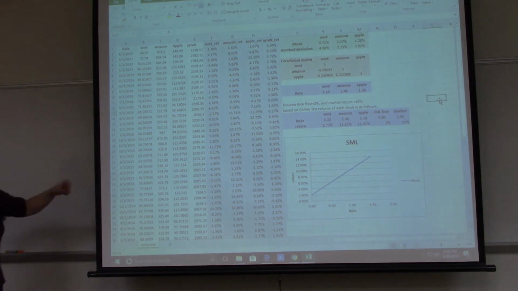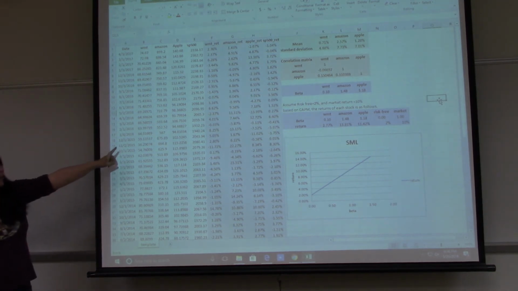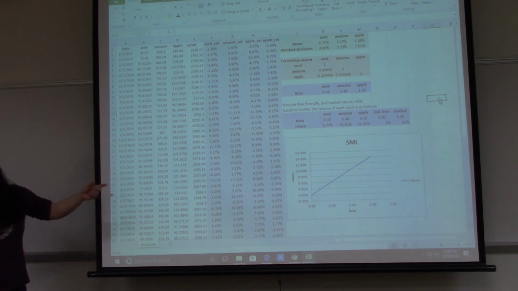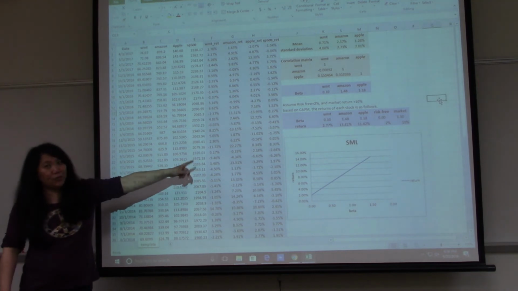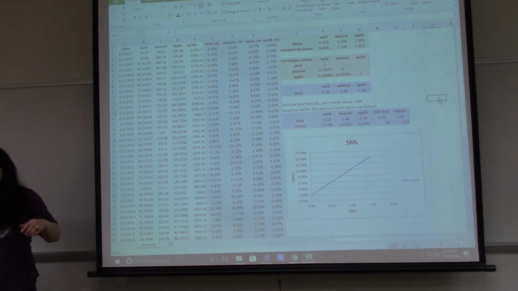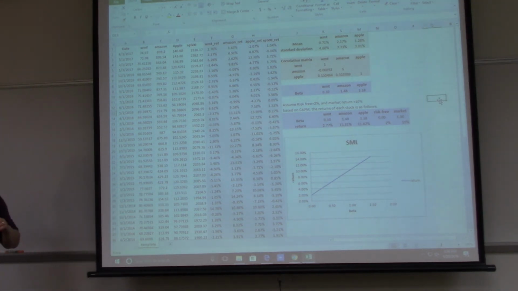So now we move to the second step. We collect the stock prices from Yahoo Finance or Google Finance, and then we calculate this return. We can just, on a monthly basis, figure out the monthly stock return.